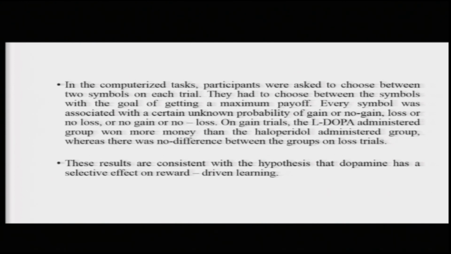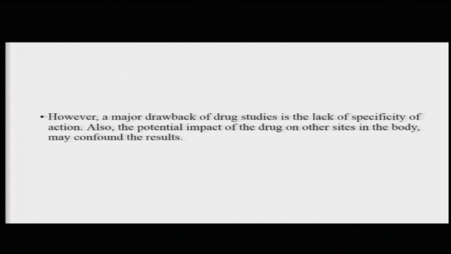So this tells us that dopamine is selectively responsible for reward behavior, and that it has a very specific role in motivating reward seeking behavior. That is probably one of the reasons why the participants who were administered L-dopa outperformed the participants who were administered an actual opposite chemical, haloperidol. However, a major drawback of some of these drug studies is the lack of specificity of action. You're not 100% sure that this particular drug is going to work in the exact same manner and affect the exact same sites, or will not have other consequences or side effects on the entire brain and the body. So there is a possibility of slightly confounded results here.